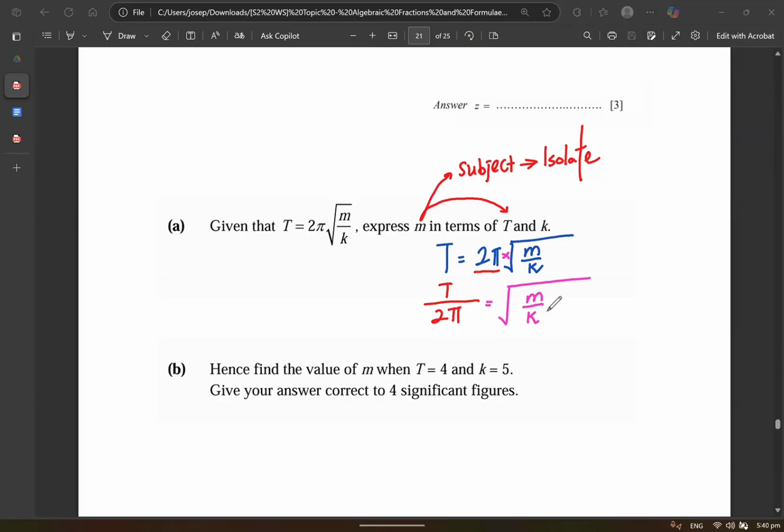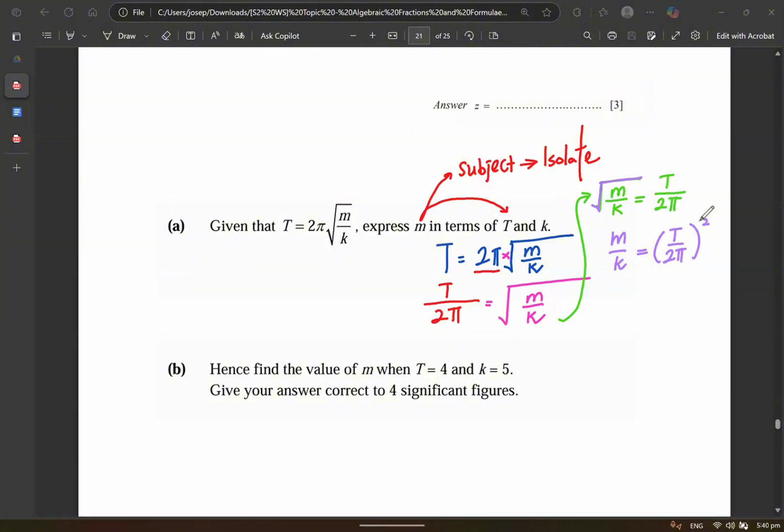Now your job is simple. Your job is to make sure m is the subject. So you have square root of m over k is equal to t over 2 pi. How do you remove away the square root? Very simple. You want m to be the subject, so you want to remove away the square root. You do one very simple thing, and that is to square this. Am I making sense?